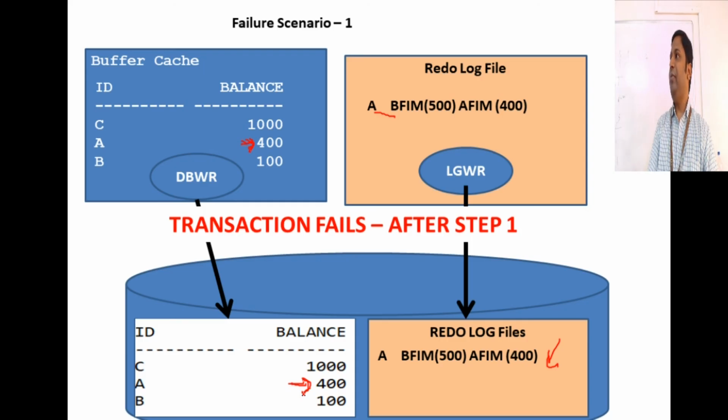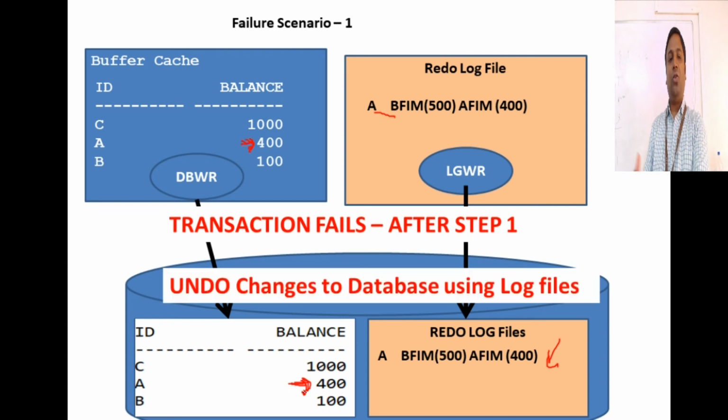Should we undo anything from the hard disk? What should we undo? 400 should be changed to 500. So now our database instance crashes, right? So what we can do is we have to undo changes on the database.